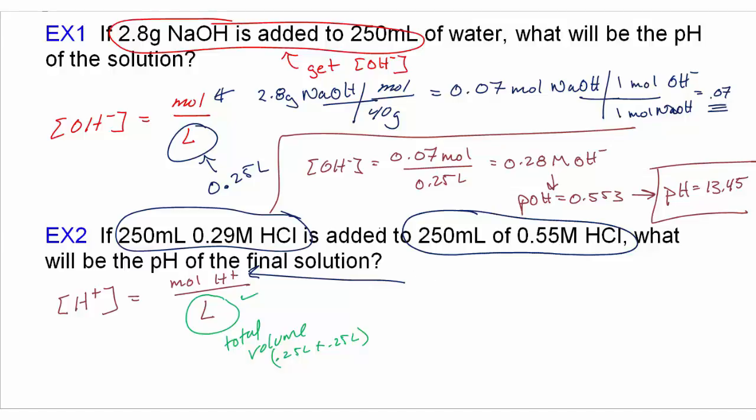So we'll have 0.25 liters times 0.29 moles per liter plus 0.25 liters times 0.55 moles per liter. So my total moles is going to be what? 0.25 times 0.29 plus 0.25 times 0.55. Well, 0.21.